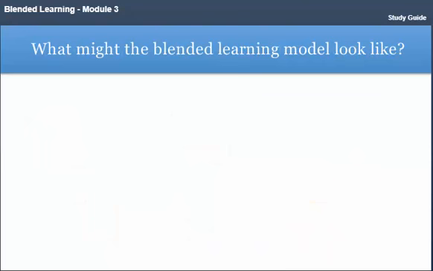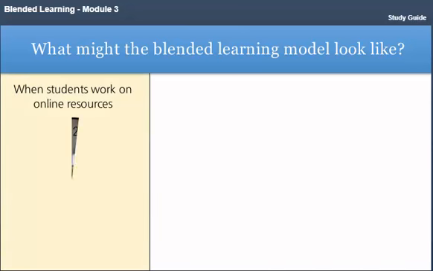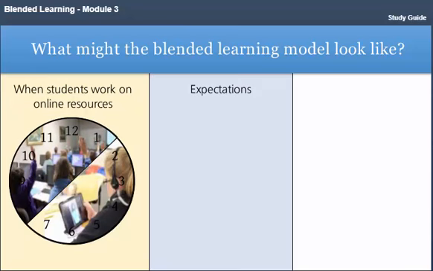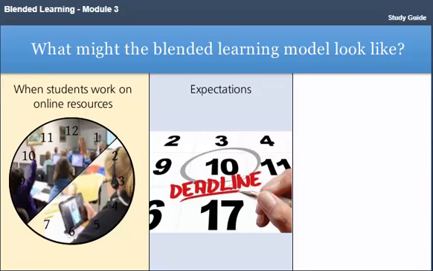Now that you've identified the students you'd like to try blended learning with and some potential resources, take some time to describe in your study guide what the blended learning model looks like. When would students be working on the online resources? What are your expectations for them in terms of their online work?